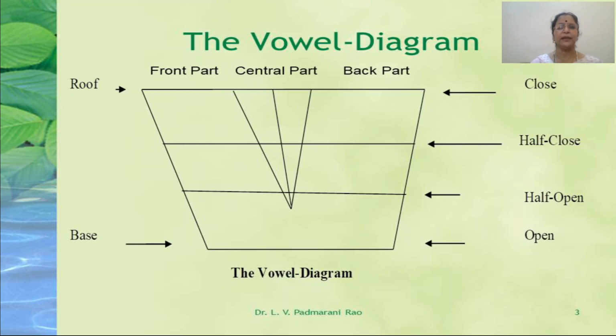The imaginary line that is present below the close is called half close, and the imaginary line present above the open is called half open. As in the diagram, you could see that we have the front part of the tongue, the central part of the tongue, and the back part of the tongue as well. This diagram is called the vowel diagram because this is useful for us for the description of a vowel sound.